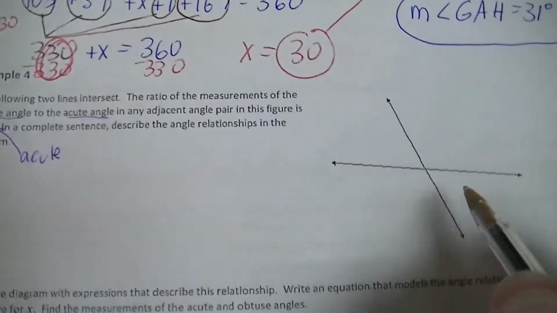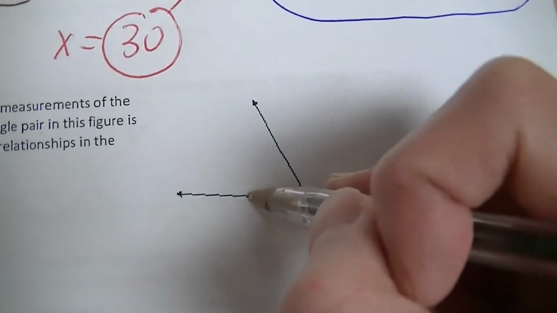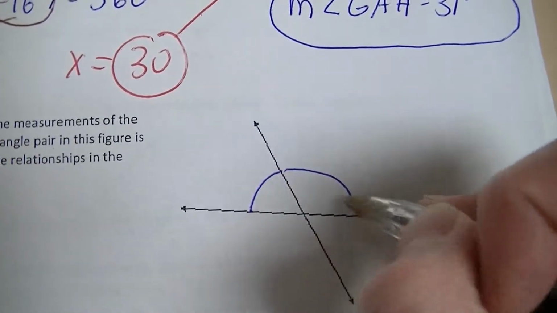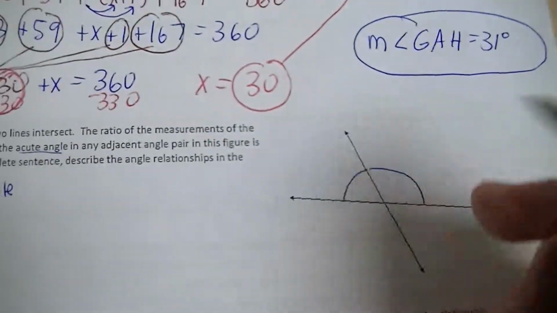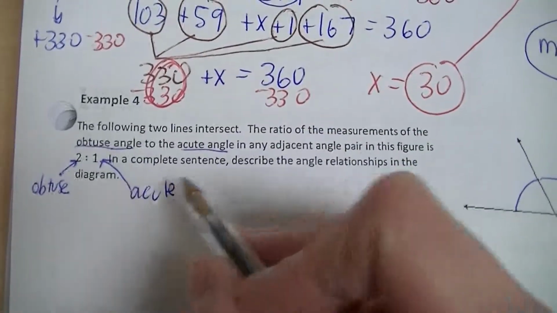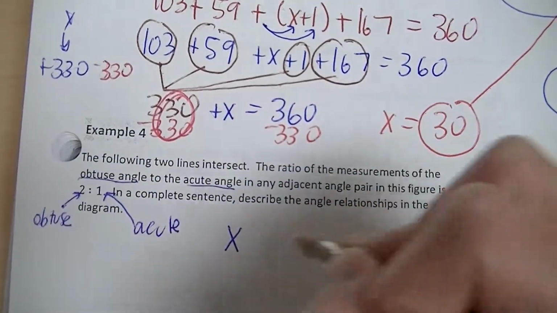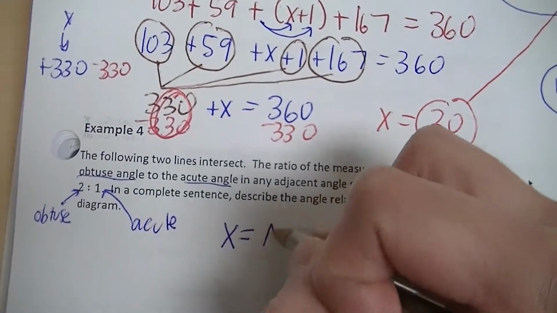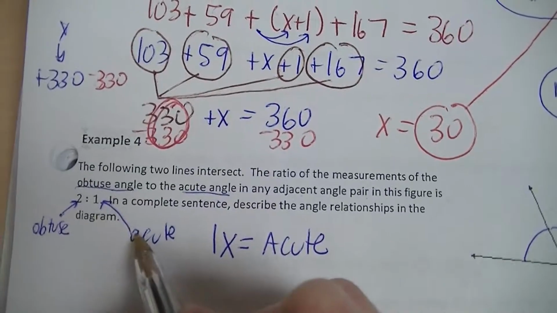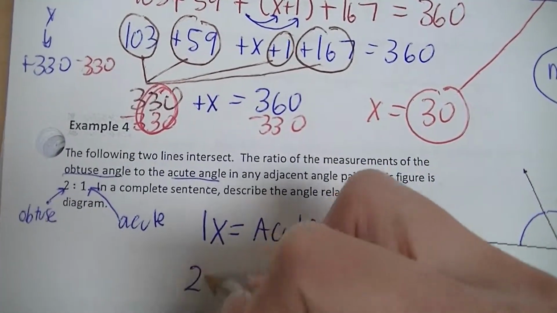So I'm looking at the diagram right here, and I see that, okay, here is an acute angle, and there's its obtuse angle. So the ratio between the obtuse to the acute is 2 to 1. So I'm going to use variables here. x is going to represent that acute angle. I can do 1x if you want. And for the obtuse angle, it's going to be double that acute angle. So double 1x would be 2x.